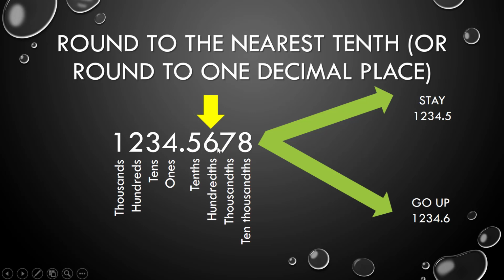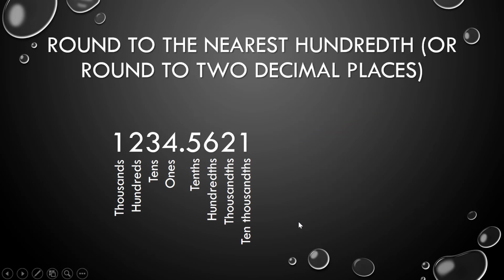Again, we look at the next door neighbor. We look at the 6 to make this decision. The 6 is in the second set of numbers, so we would round it to 1234.6. What if we wanted to round to the nearest hundredth, or round to 2 decimal places?